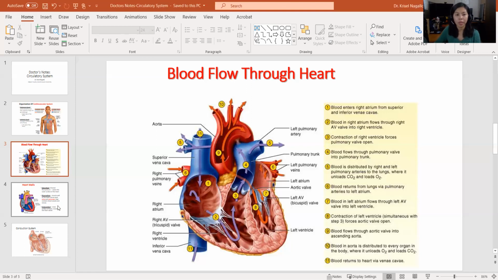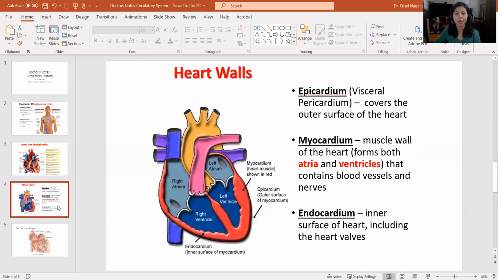Moving forward here, we're going to talk about the 3 layers of the heart walls. From superficial to deep, you have the epicardium, myocardium, and then endocardium. Your epicardium is the same thing as the visceral pericardium. That pericardium is the cavity that surrounds the heart. The myocardium is your middle layer.